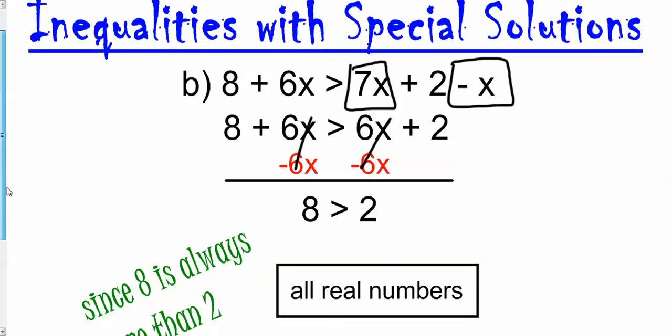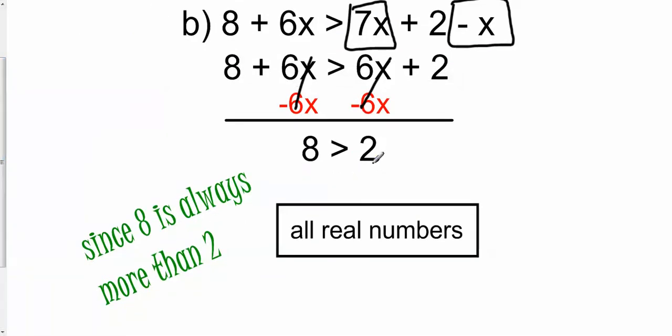Now this is a little bit different. 8 is always more than 2, no matter how you describe it. 8 is more than 2. So since that is always true, the solution is all real numbers. It does not matter what I put in for x. I can put anything in for x as a solution, and it will be a true statement.